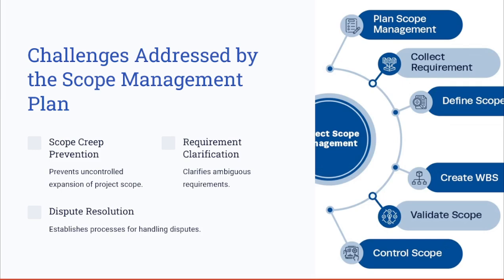What are the challenges that can be addressed by the scope management plan? A robust scope management plan addresses common challenges like scope creep, ambiguous requirements, and disputes among the stakeholders due to different priorities. So, by defining clear procedures and guidelines, it mitigates these risks effectively.